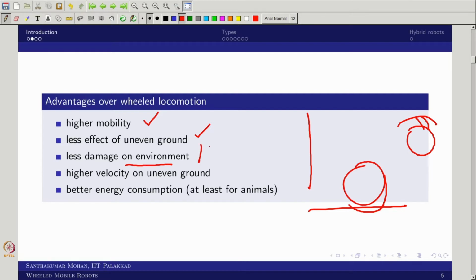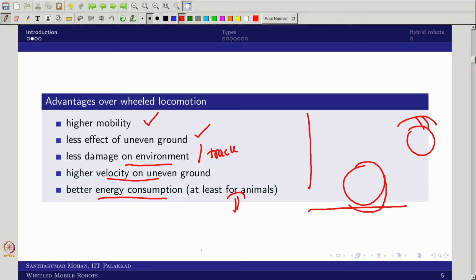Specifically, if you compare with the track base, there is less damage. Then for velocity, you can achieve very high speed, in the sense that higher velocity can be attained even on uneven ground. Finally, you see better energy consumption, at least based on the animal configuration. For example, a humanoid has 32 or 42 motors, so the total power consumption is high, but here the locomotion power is very low in the other case. That is what we mean by better energy consumption.